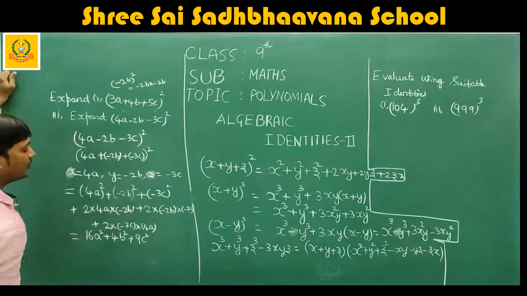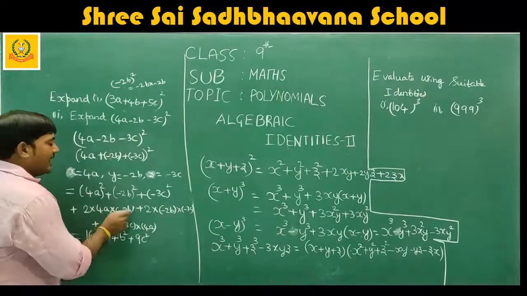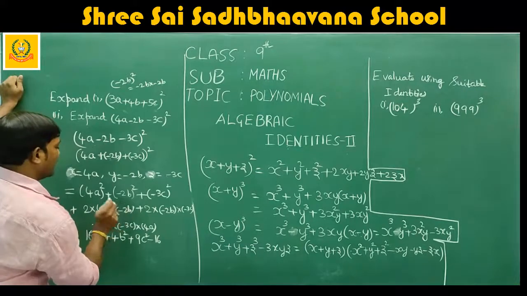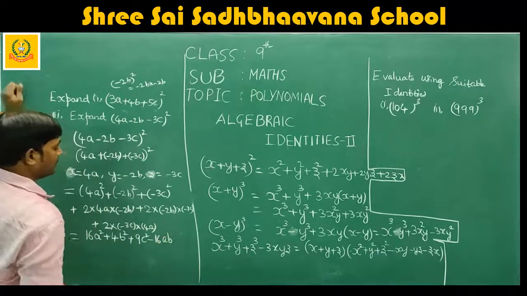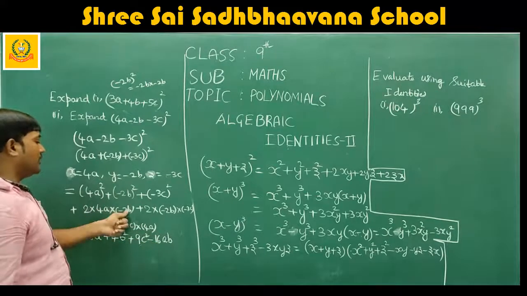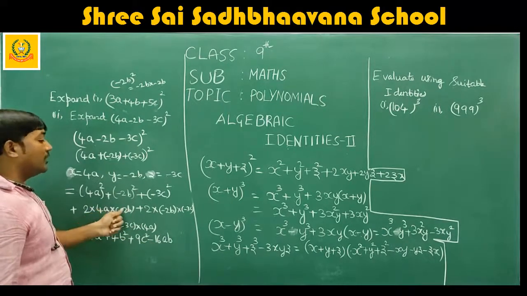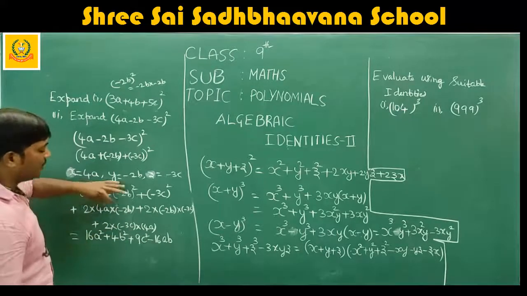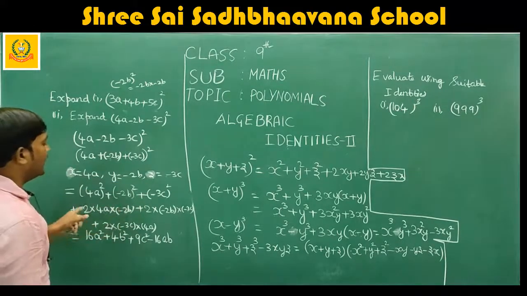Next, 2 into 4a into minus 2b, which is minus 8 into 2, which is minus 16. 8 into minus 2, minus 16, ab. Correct? 2 into 4 into minus 2. Remember, plus 4 into minus 2, and everything is plus only, so we'll get minus here. Plus into minus is minus. 4 into 2, 8, 8 twos are 16.